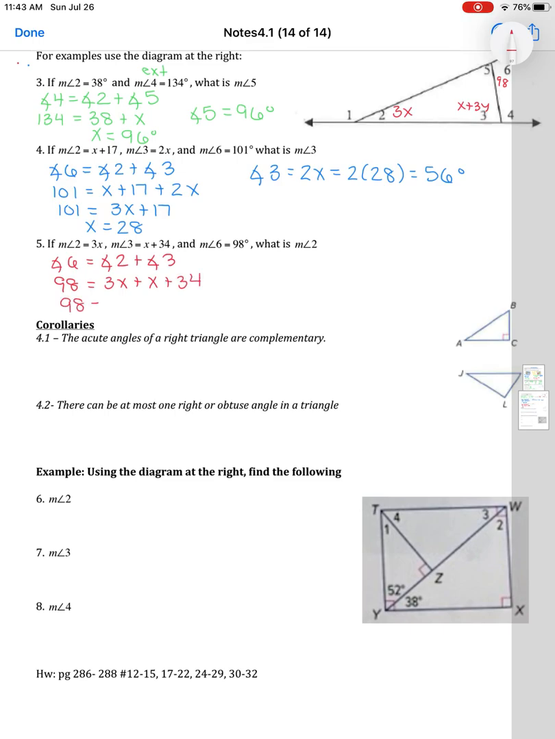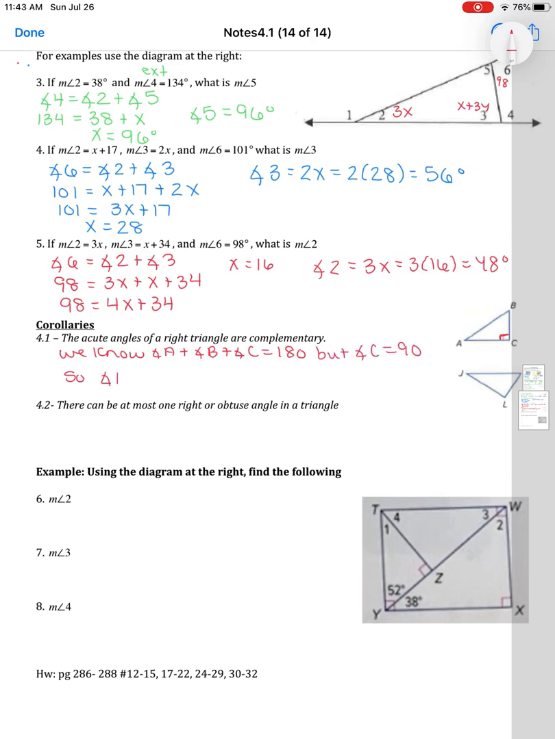All right, one more. Let's erase these guys. So we have 2, we've got 3, and we've got 6. Same one we just did above. So 6 is equal to 2 and 3, because those are their remote interior. 6 is 98, 2 is 3x, and 3 is x plus 34. So 98 equals 4x plus 34, which, solving for x, is 16. And then angle 2 is 3 times x, which is 3 times 16, so that gets us 48 degrees for that.